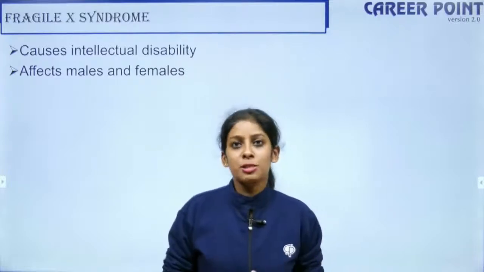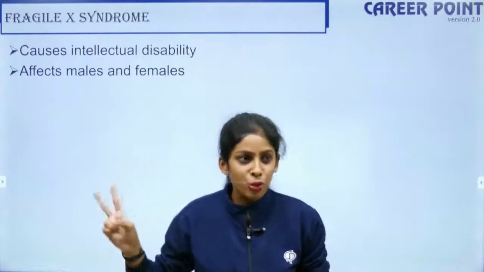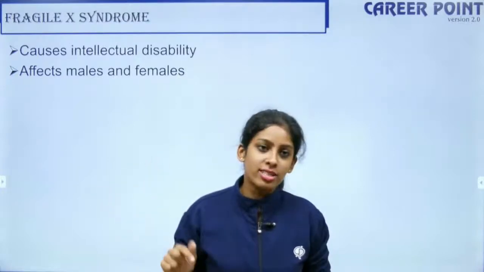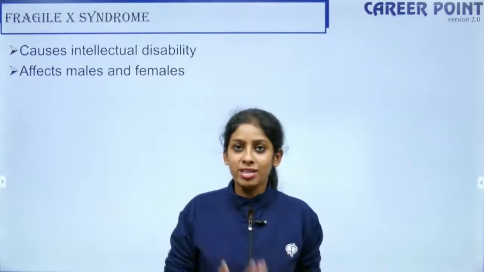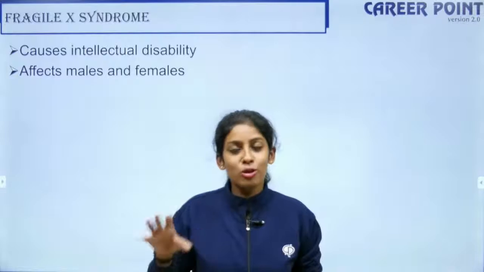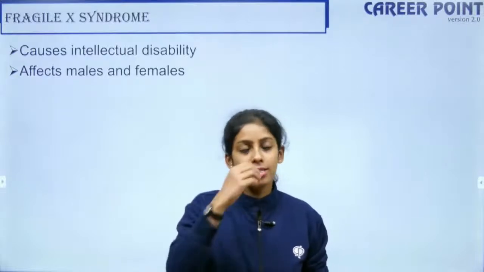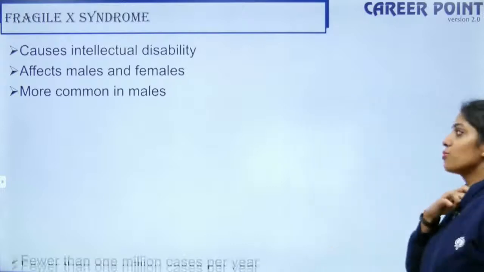Of course it's pretty clear, right? In females we have X and X, so we have two X, which means even if one is damaged, the other can function. But in males we have only one X. So if that is damaged, then the entire thing is a problem. So it affects both male and female, but the impact is much stronger on your males, okay? So it is more common in males.